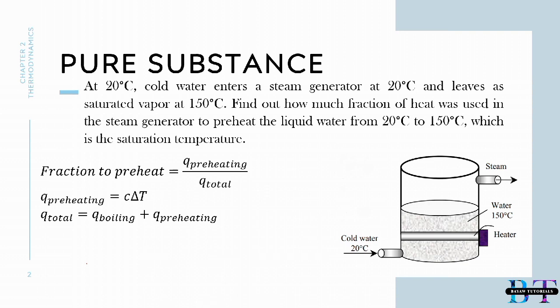Okay, now we're able to get our fraction to preheat by dividing our heat transfer per unit mass in preheating over our heat transfer per unit mass total. We get our Q sub preheating by multiplying our specific heat of liquid water by our change in temperature, and our Q total by adding our Q boiling and our Q preheating.